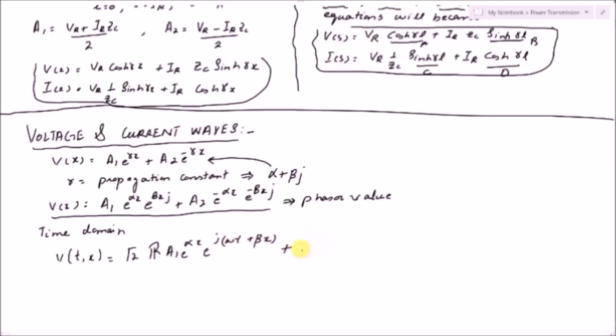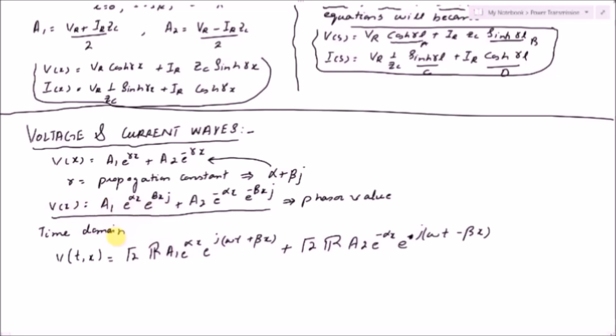Similarly, for the second part of the equation, that will be under root 2 real part a2 e raised to minus alpha x e raised to j omega t minus beta x. Actually, there should not be minus here. So what we have done, this was the phasor value of the voltage.